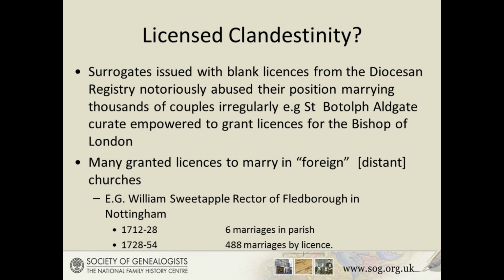In the 14 years before he became a minister, just 6 marriages were performed in this small place, but between 1728 and 1754 he performed 488 irregular marriages. These abuses were prohibited under Hardwicke's Act, but show that you may need to look quite far afield for a marriage before 1754 and discover where your local foreign marrying churches are, where ministers granted licences to marry in foreign or distant churches, some way away from where the couples lived.